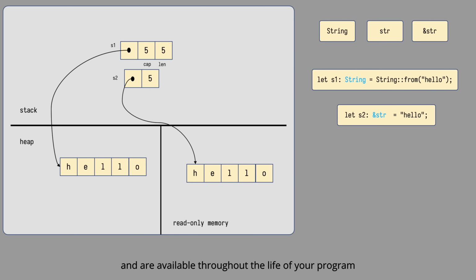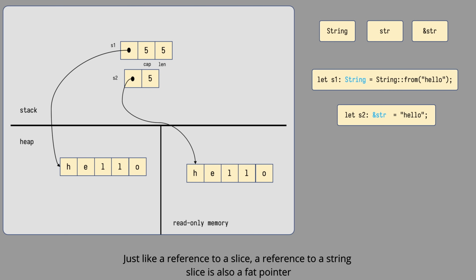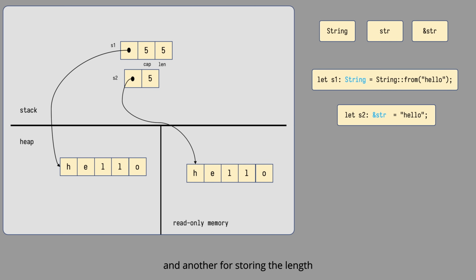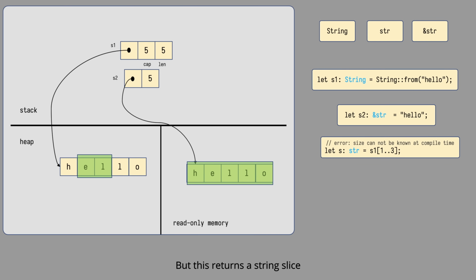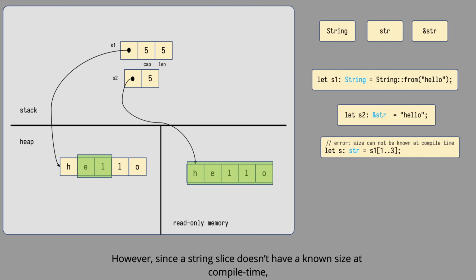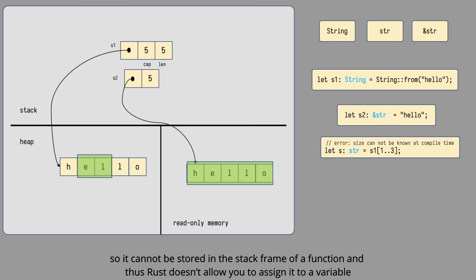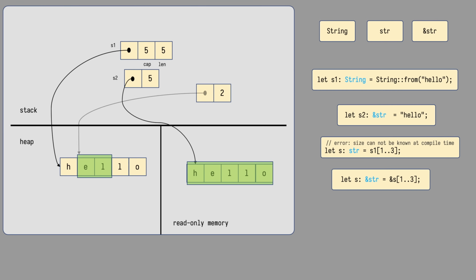Just like a reference to a slice, a reference to a string slice is also a fat pointer. It is represented using two machine words, one for storing the starting memory address of its data and another for storing the length. It's possible to get a portion of a string using range operations, but this returns a string slice. However, since a string slice doesn't have a known size at compile time, it cannot be stored in the stack frame of a function, and thus Rust doesn't allow you to assign it to a variable. So, you should use a reference here too.